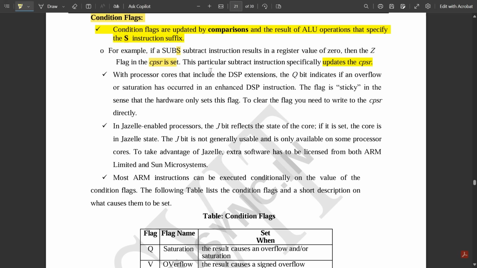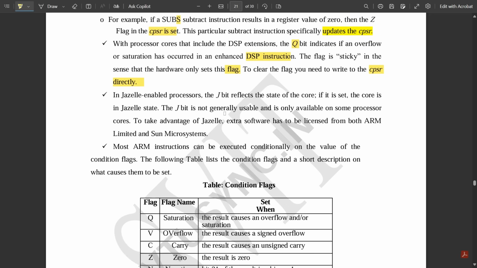With processor cores that include the DSP extensions, the Q bit indicates an overflow, if an overflow or saturation has occurred in an enhanced DSP instruction. The flag is sticky in the sense that the hardware only sets this flag. To clear it, you need to write to the CPSR directly. If you write the CPSR directly, the Q bit flag would be cleared, that is, set to 0.